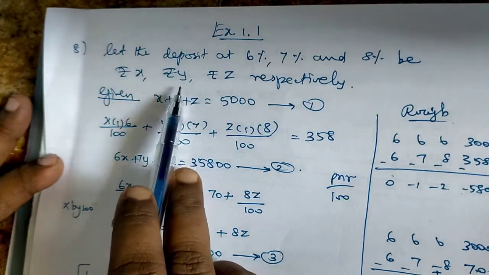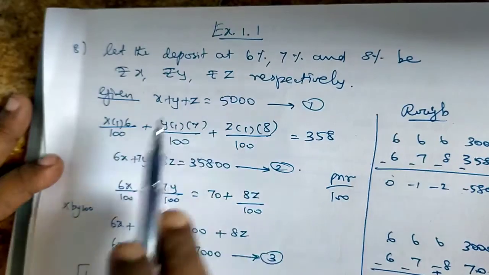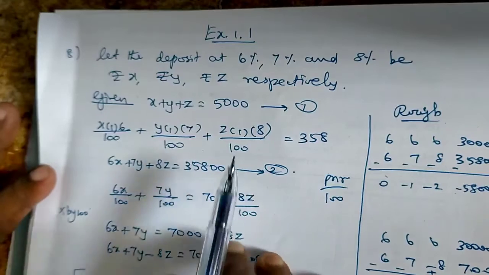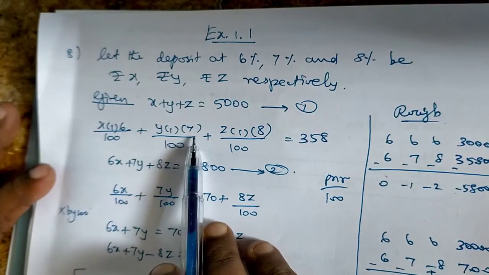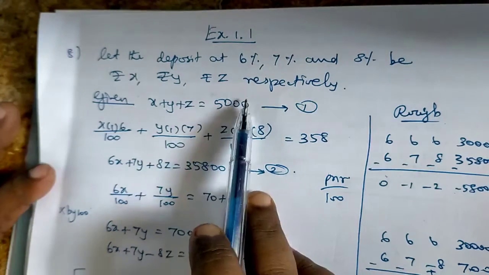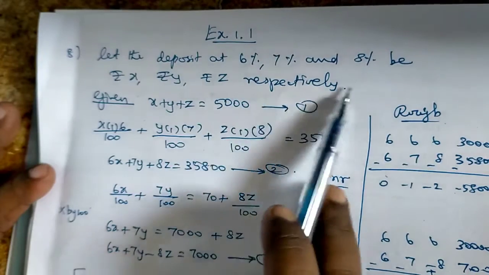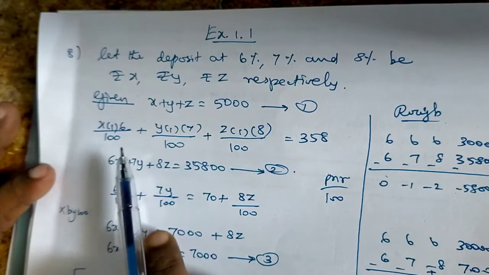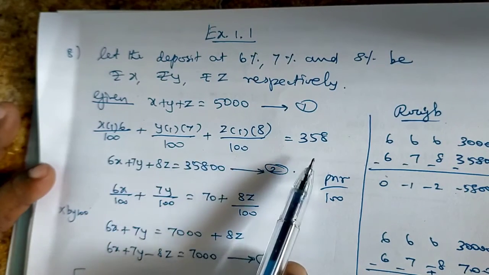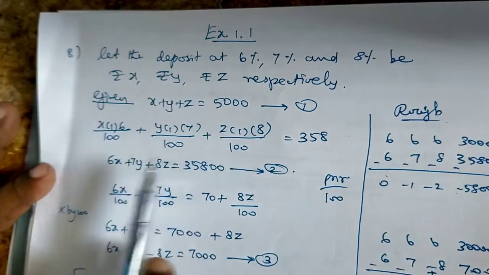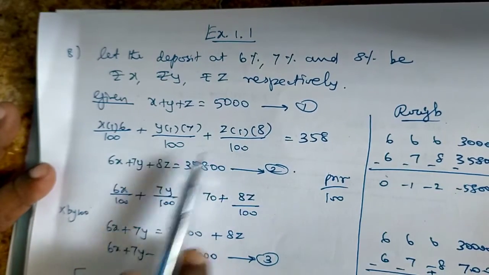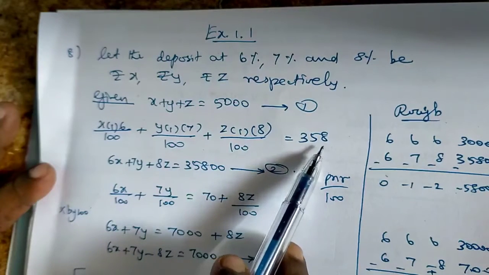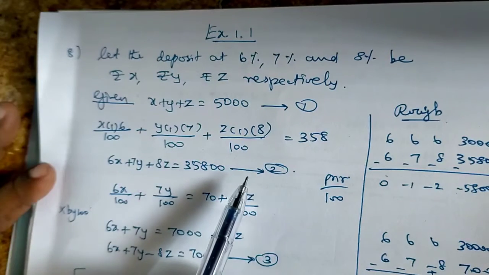If you take second investment, rate of interest is 7. So 1 year we should take for all of them. Take this now. By taking second investment y, n 1, interest 7 by 100. Again third investment z into 1 into 8, third interest, rate of interest by 100 is equal to 358. Sum of all these 3 interests is equal to 358. Multiply throughout by 100, you will get 6x, 7y, 8z is equal to, here 100 cancels out when we multiply, 35,800 comes. That is equation number 2.